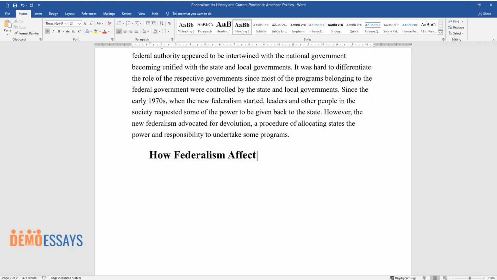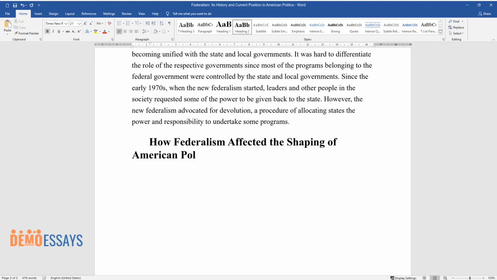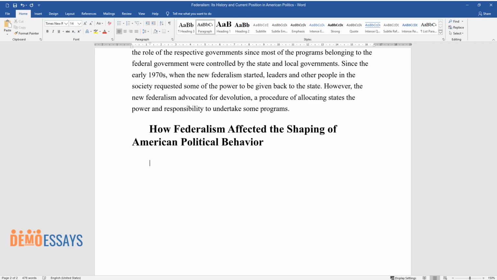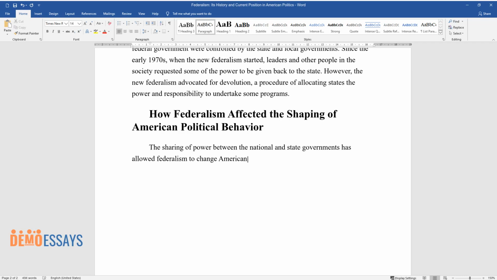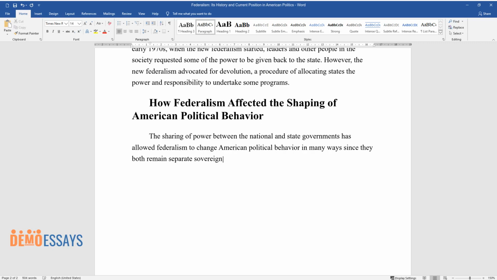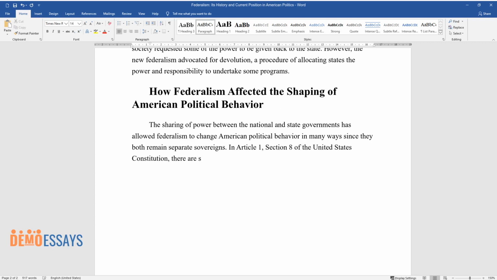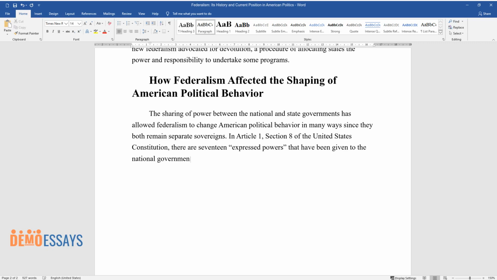How federalism affected the shaping of American political behavior. The sharing of power between the national and state governments has allowed federalism to change American political behavior in many ways, since they both remain separate sovereigns. In Article 1, Section 8 of the United States Constitution, there are 17 expressed powers that have been given to the national government and are enhanced by the Necessary Power Clause.